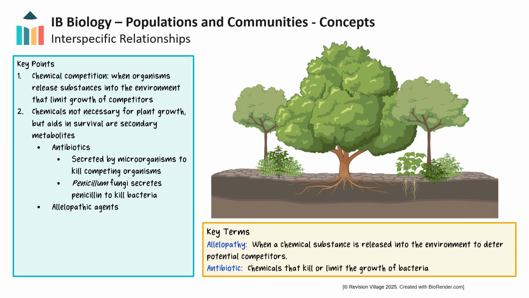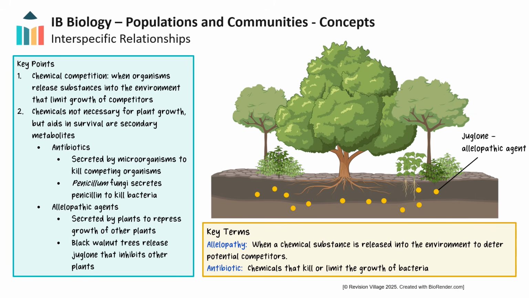Allelopathic agents are secreted by plants to kill or repress the growth of other plants to reduce competition for soil, sun, or water resources. For example, black walnut trees release juglone, which inhibits other plants.